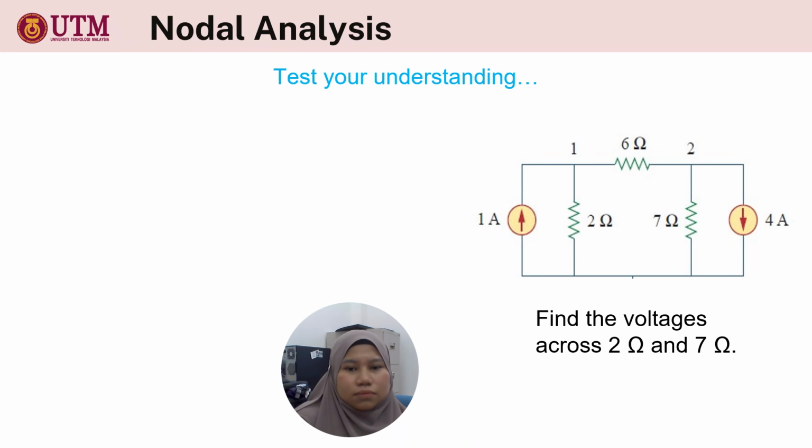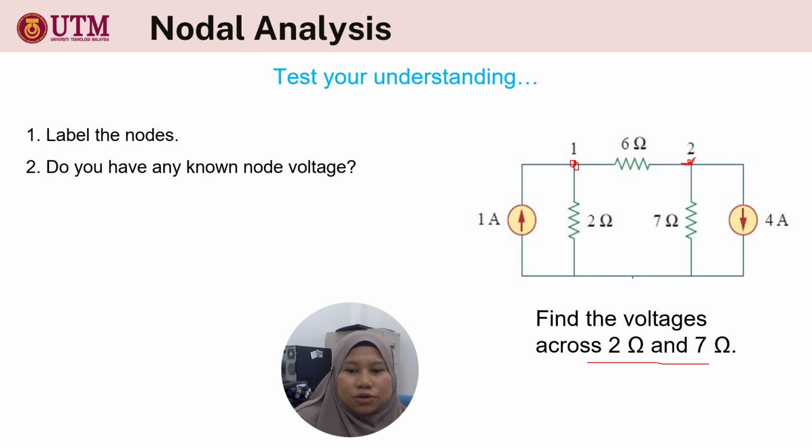And next, there are two circuits here, so the same thing also. Find the voltages across the 2 ohm and 7 ohm. If they ask you like this, it means that they want the node voltages, which are node number 1 here and node number 2 here. So first you need to label the nodes. So this is 1, 2, and there is another node here, which is the reference node.